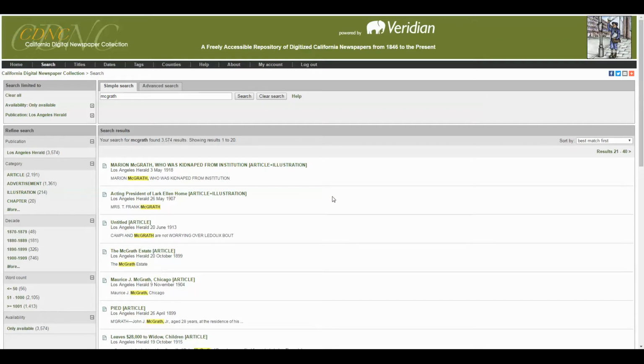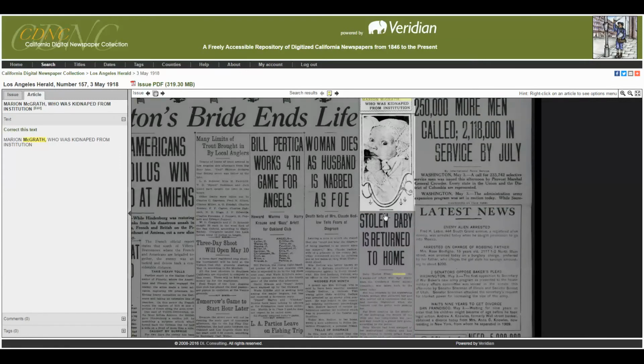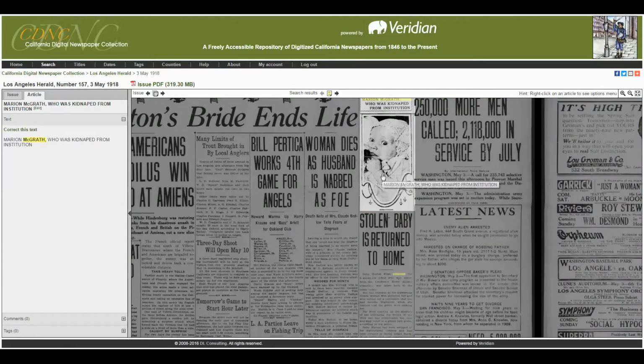It is the Los Angeles Herald, and I thought I'd show you the May 3rd, 1918 edition because it has someone named Marion McGrath in it. Might be a relative, I don't know. But there's a picture of her here, this darling little girl that she is. The story of how she was kidnapped from the care home that she was at, and then returned. It's a very interesting story, a glimpse into the life and times of Los Angeles in 1918.